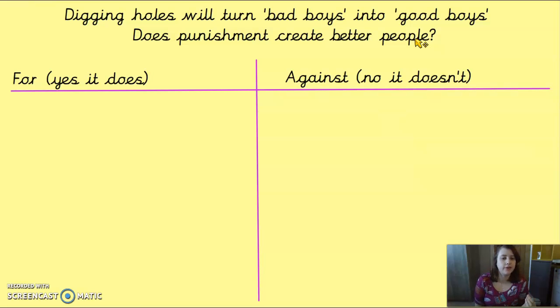Or if you want to take it a step further and link Holes to other things, other outside ideas, then we could think about the question, does punishment create better people? It's completely up to you. If you feel confident to link the events of Holes to something outside, which is going to be harder to do, then you can think about punishment as a whole. If you're not so confident, then just focus purely on the characters in Holes and what happens to them.